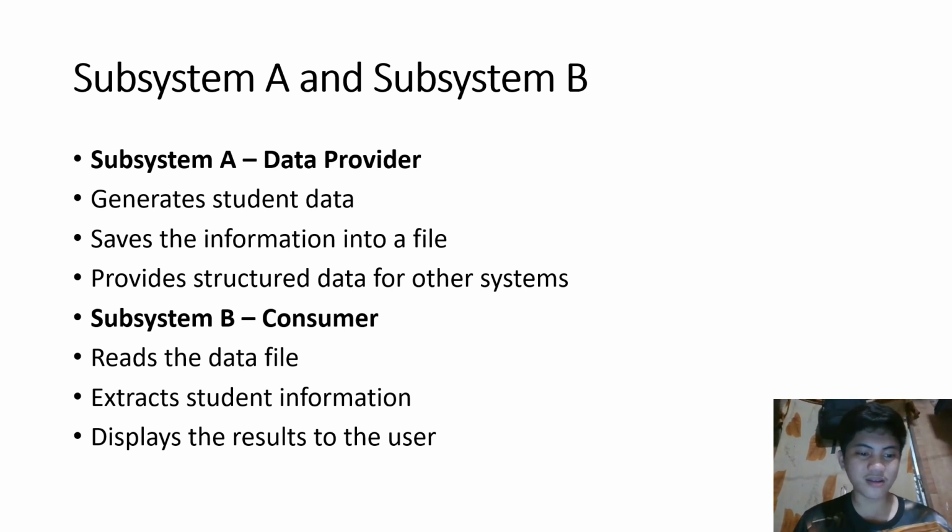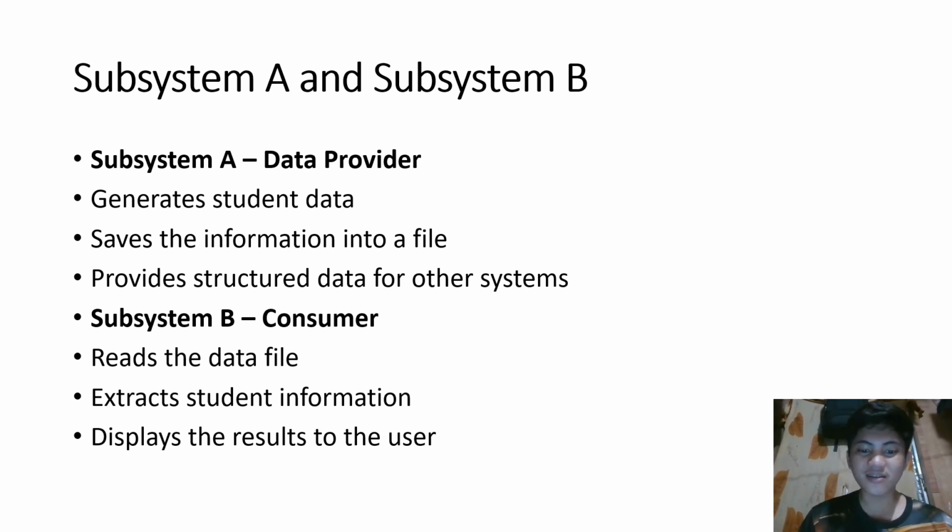Subsystem A, the data provider, is responsible for generating structured student information. It creates a file named student.txt, which contains each student ID, name, and course written in a comma-separated format. This file acts as a shared resource that other systems like Subsystem B can access. Subsystem B, the consumer, reads the student.txt file created by Subsystem A. It extracts each student's data, splits the information into ID, name, and course, and displays it in a readable format in the console. This demonstrates how one system can use data produced by another system without altering the data provider's logic.